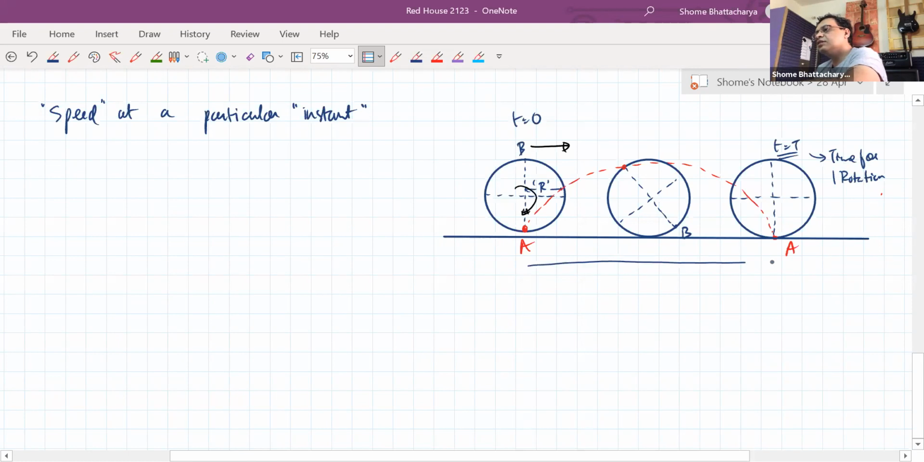Then this distance traveled becomes 2 pi r. It makes sense why it becomes 2 pi r.